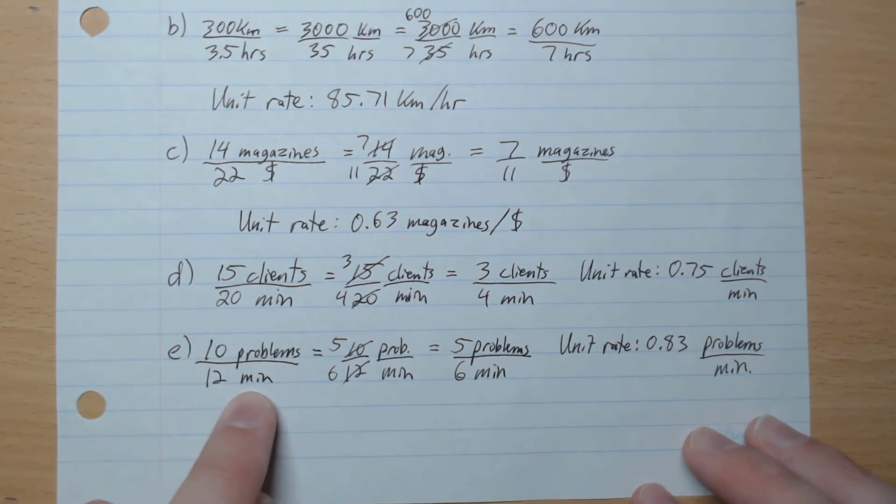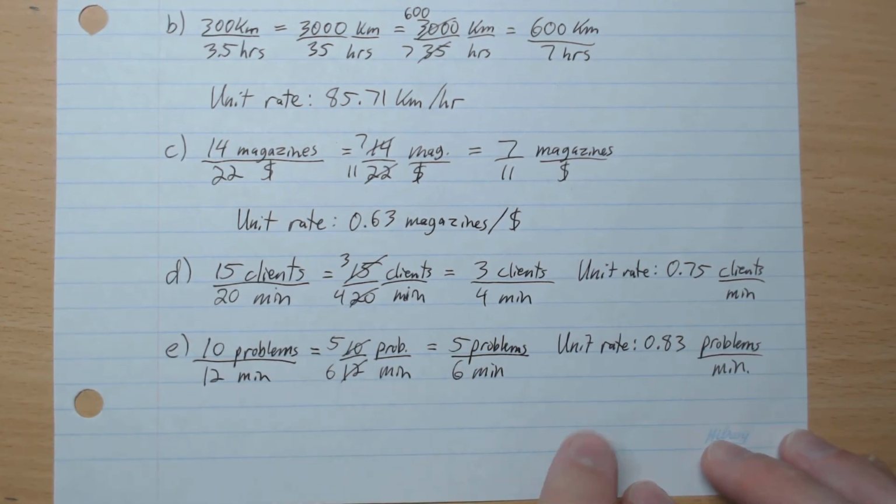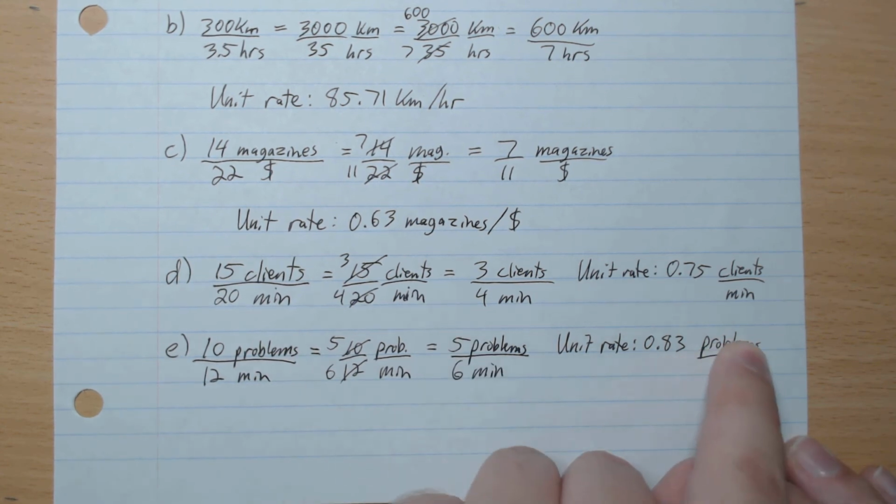E, 10 problems are done every 12 minutes, reduces to 5 over 6. And so our unit rate, perform the division, 0.83 problems per minute.